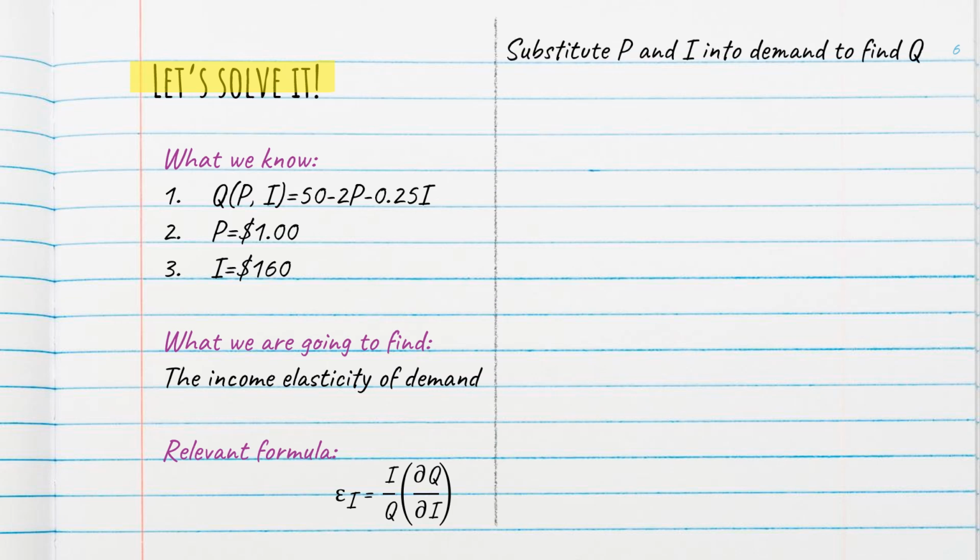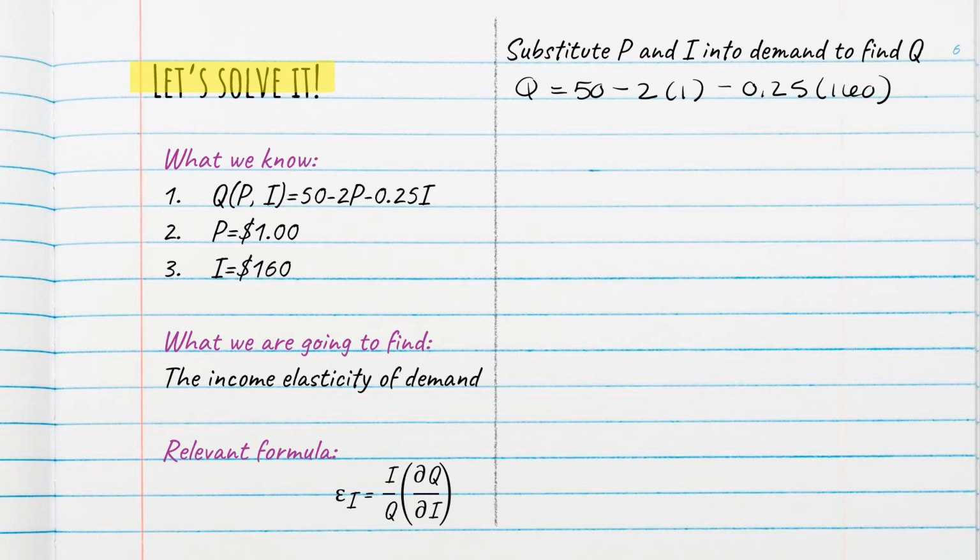So to solve this question, we have I provided. We need to find Q. And we're going to do that by substituting P, which is price, and I, which is income, into the demand curve to find Q. So I have Q is equal to 50 minus 2 times $1 minus 0.25 times $160. So doing a little math, 2 times 1 is obviously 2.